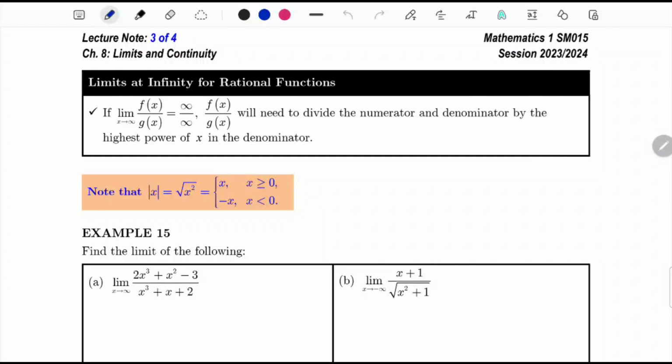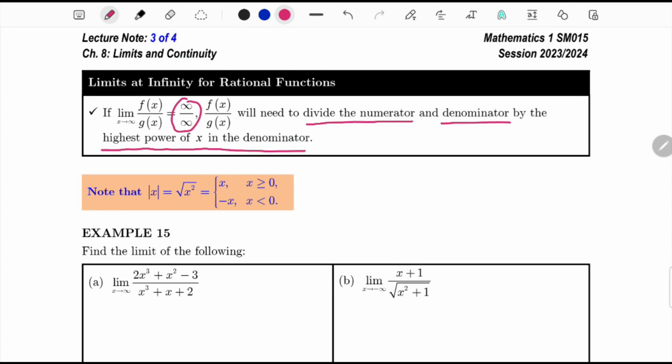About limits at infinity for rational functions. When you substitute x approaching infinity and you get infinity over infinity, then what you need to do is divide the numerator and denominator by the highest power of x in the denominator. Alright, so you're going to divide by the highest power of x in the denominator.